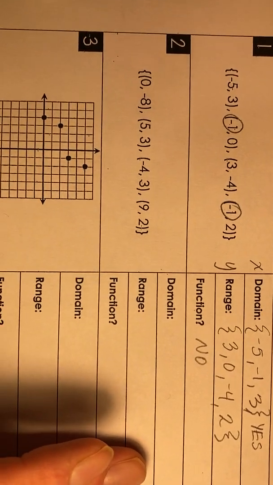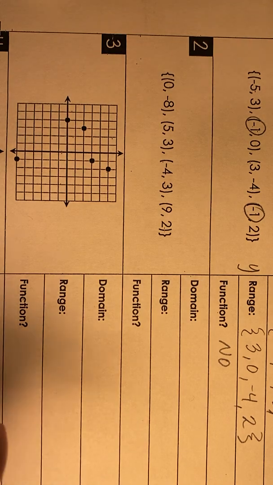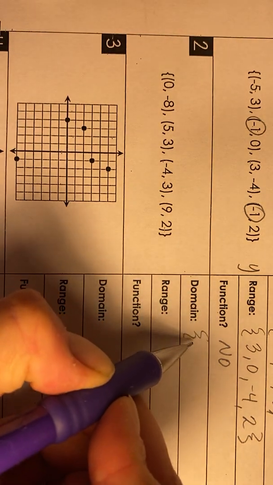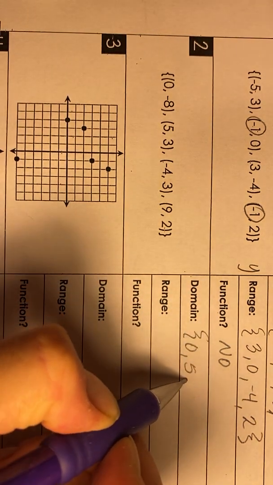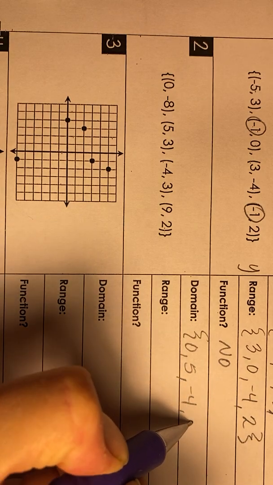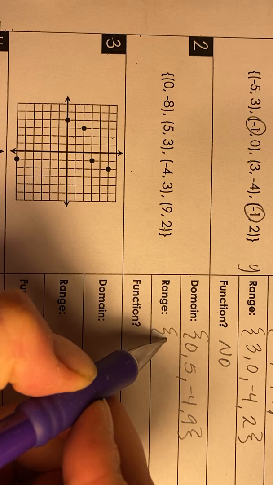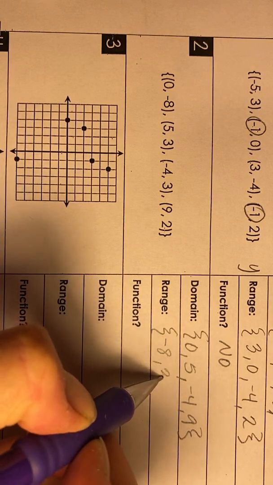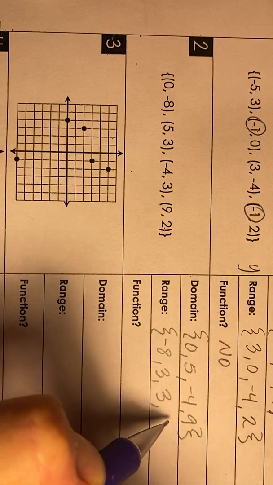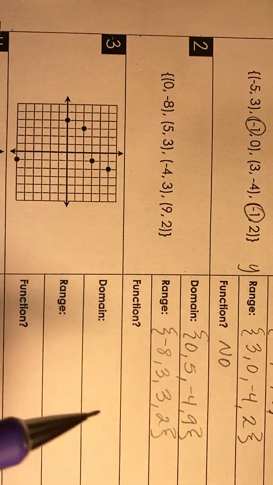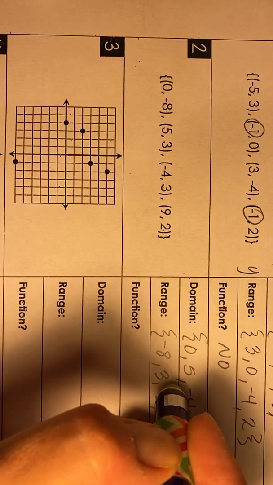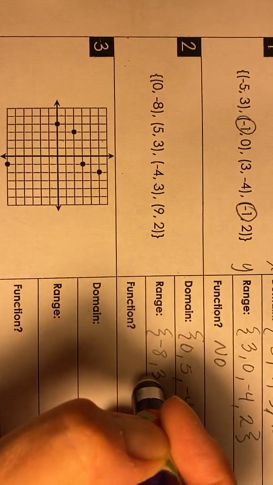So let's try the next one. For this one, the domain would be 0, 5, -4, and 9. Our range would be -8, 3, 3, and 2. Now notice, I don't need to write this twice in my set, okay?